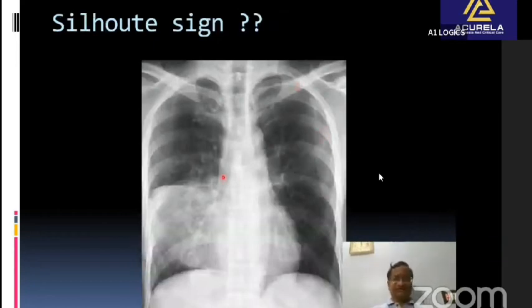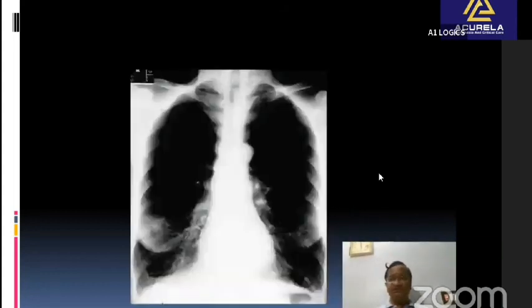I will go to the silhouette sign. There is a shadow. Now there is a shadow. Is it in the plane of the heart, or in a different plane? That is what is called the silhouette sign. If it is in the plane of the heart, then this border is not very clear. If it is demarcated clearly, then it is not in that plane of the heart.